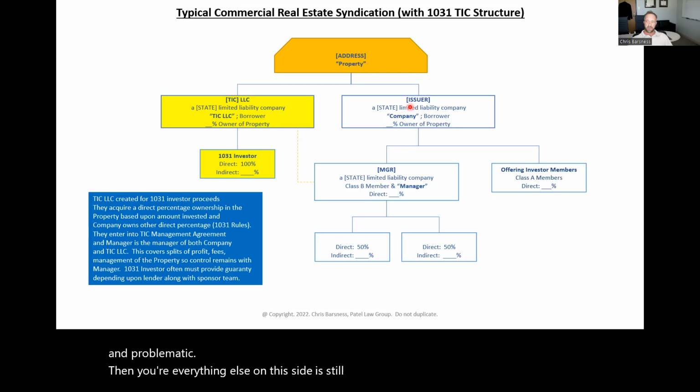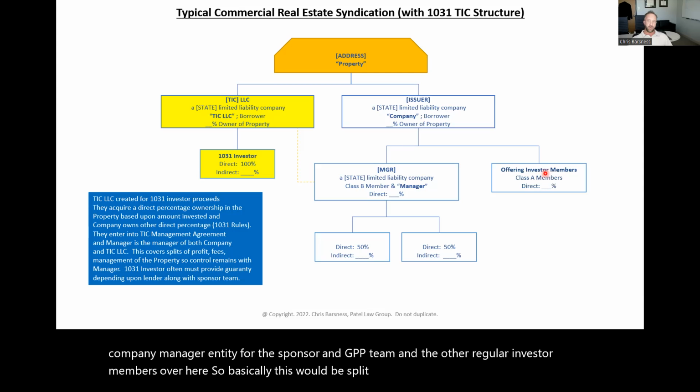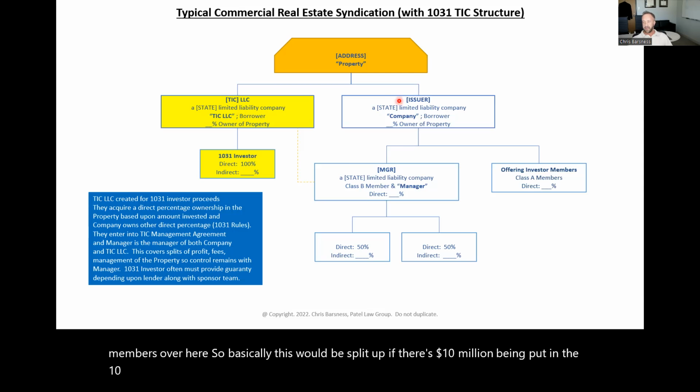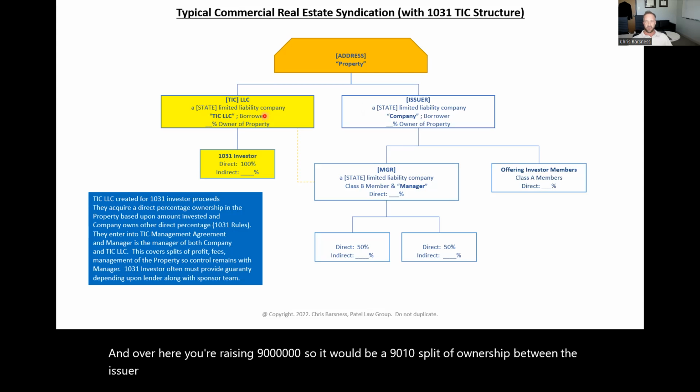You've got the normal issuer company, manager entity for the sponsor and GP team, and the other regular investor members over here. So basically this would be split up. If there's $10 million being put in, the 1031 proceeds are $1 million. And over here, you're raising $9 million. So it would be a 90-10 split of ownership between the issuer at 90% and the TIC LLC at the other 10%.